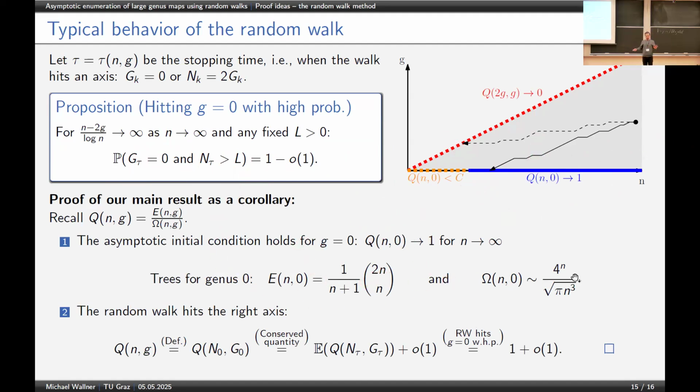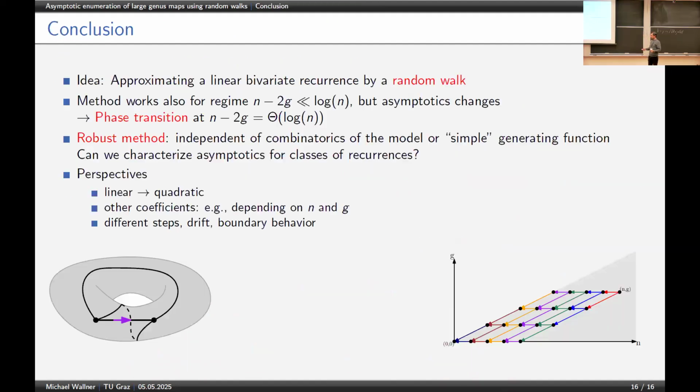Let me just quickly show it because I know I'm out of time. But because of this, now we know that QNG is basically Q evaluated at the beginning of the random walk. By the conserved property I've shown you, this is the same as the expectation when it stops, so basically on one of these axes. But we know with high probability it will hit this axis where this holds, where it's 1. And this is the key to show everything just from the recurrence relation, okay?